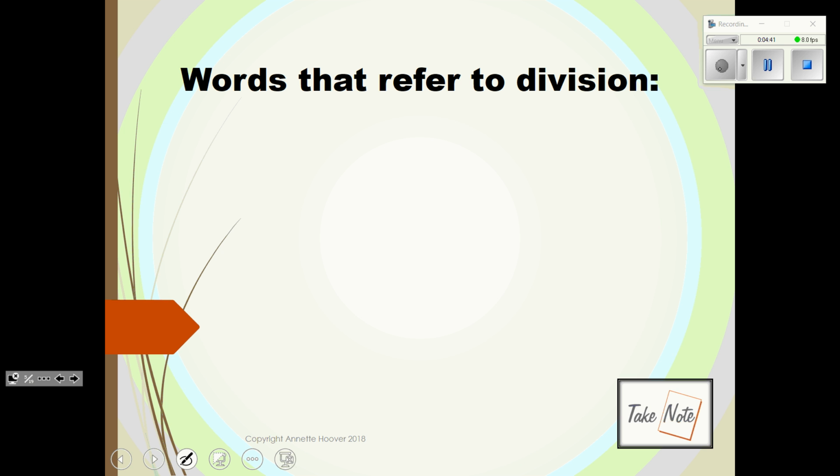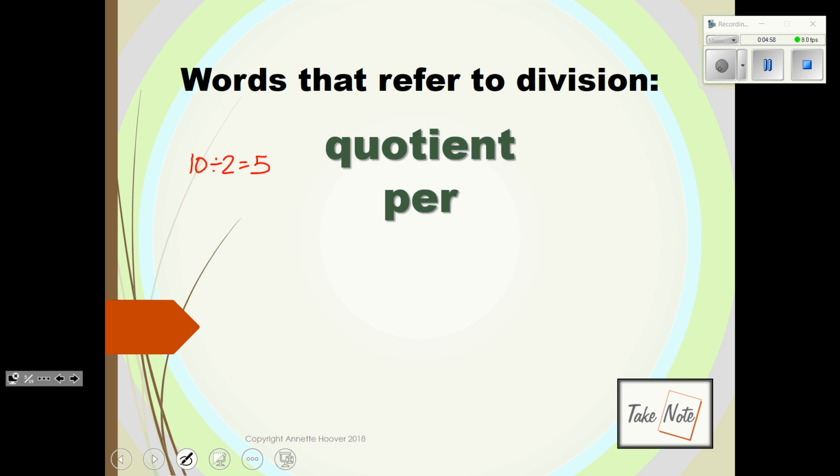Now let's look at words that refer to division. Okay, so first we have quotient, because the answer to a division problem is called the quotient. So the quotient of 10 and 2 would be 5, which means the answer. Per.